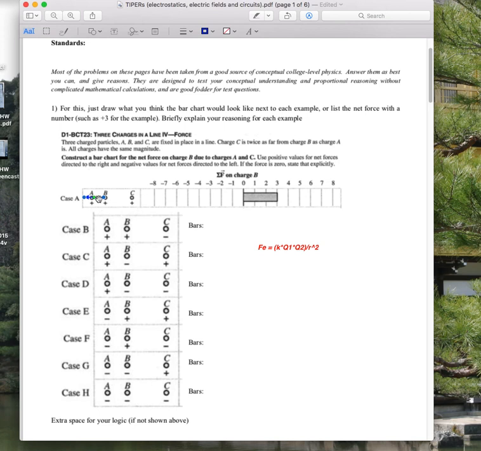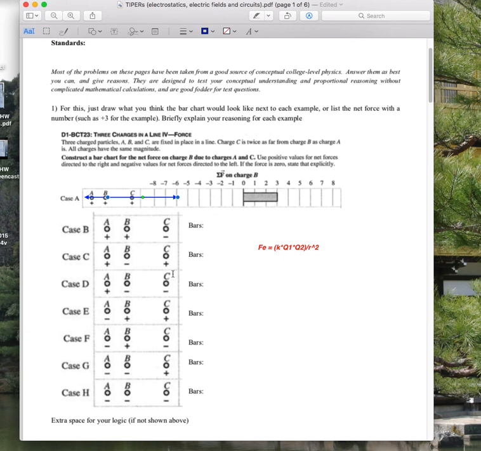Now, if I look at A and B, they should actually have a significantly longer amount of force to the right. Why? Because they're twice as close. And so therefore it should have 4 times the amount of force to the right. So if I think of this as 1 unit of force to the left, and the force between A and B is 4 units of force to the right, that means I have a net value of +3, or 3 units of force to the right.